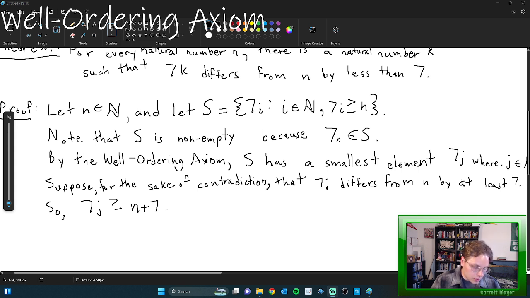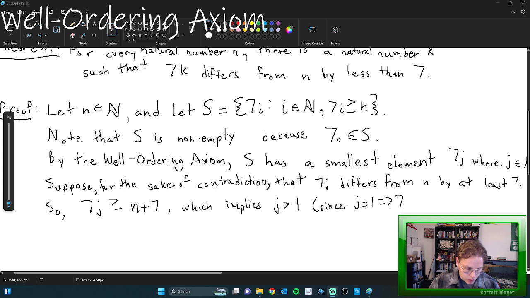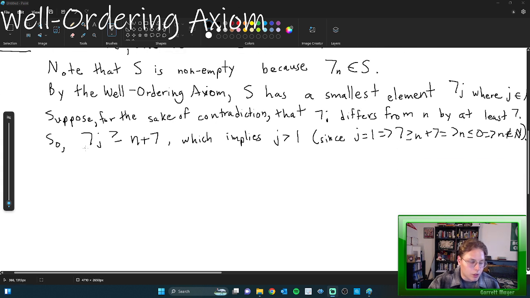And this also implies j is greater than 1, since if j is 1, it means that 7 is greater than or equal to n plus 7, which means that n is less than or equal to 0, which means that n is not a natural number. Okay, so with this, let's look at a different element in that set.